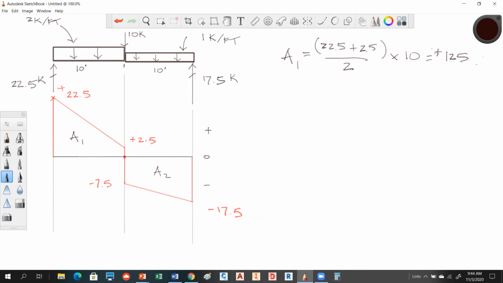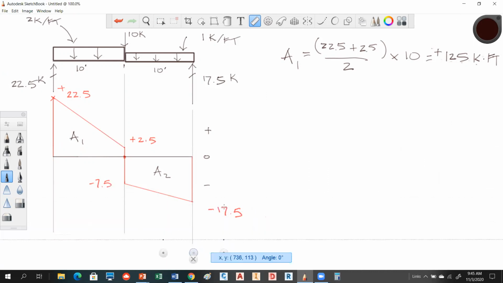125? Yeah. Okay, 125, what would the unit on that be? Well, this would be kips, right? Right here, kips times a distance of feet. So this would be kip-feet. And shouldn't that be the unit for a moment? Yeah. Okay.